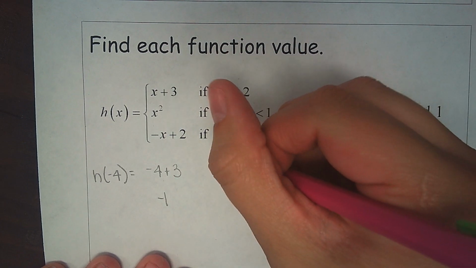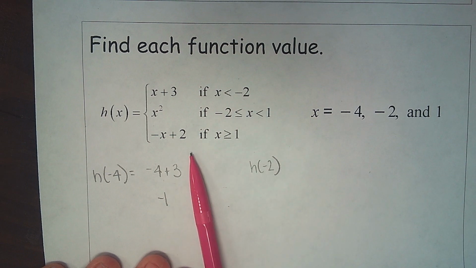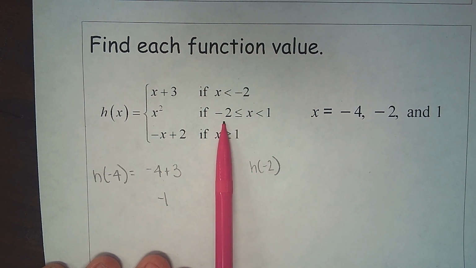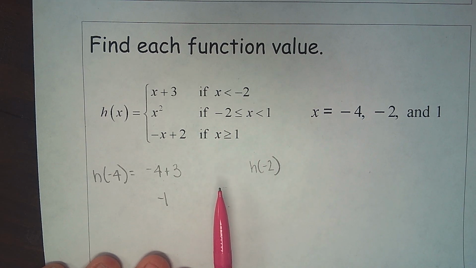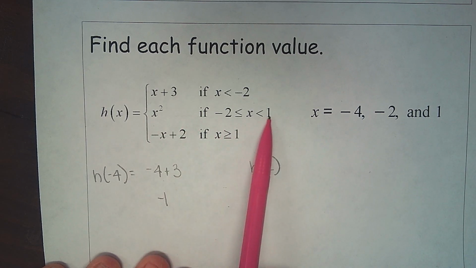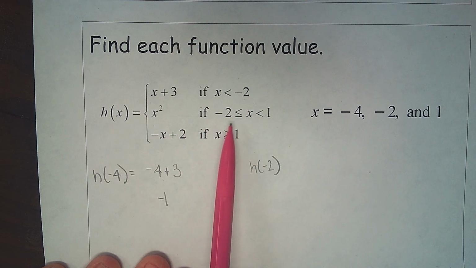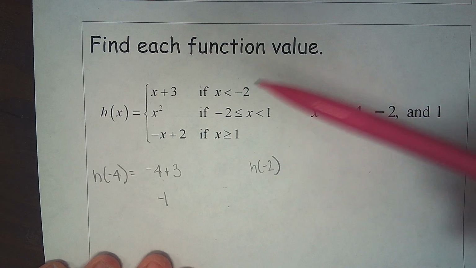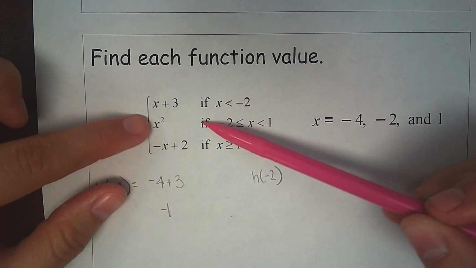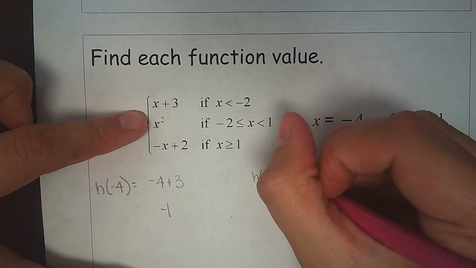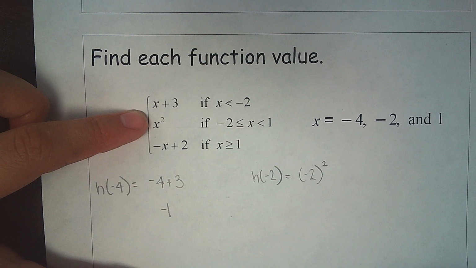I'm going to do the same type of thing with -2. So is -2 less than -2? Is it between -2 and 1? Or is it greater than 1? And again, hopefully you're saying this middle one. -2 is less than or equal to -2. So again, I'm going to ignore the top and the bottom one. And I'm going to plug -2 in for the middle one, because that's the one it works in. Last time I checked, -2 squared was 4.